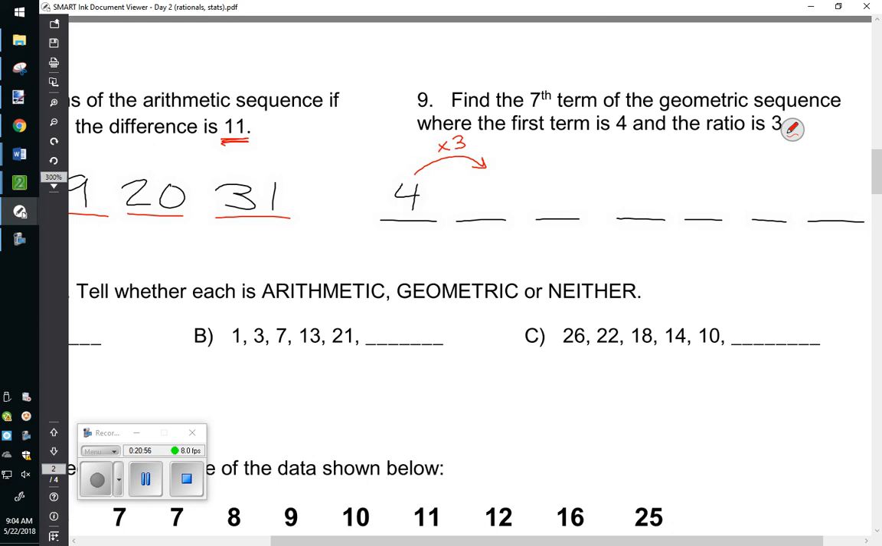So 4 times 3 is going to get me 12. Multiply by 3 again, 36. Multiply by 3 again, 108. 324.